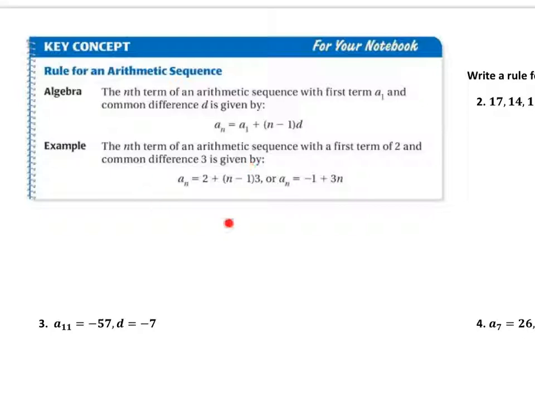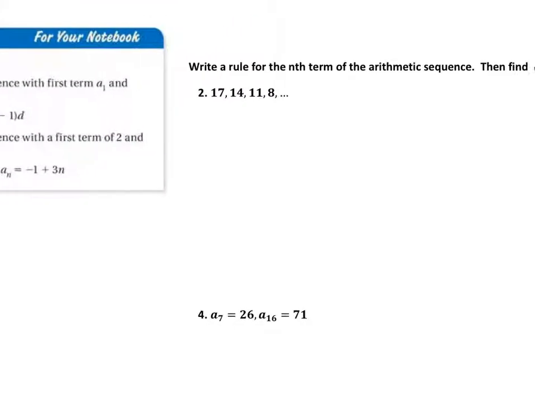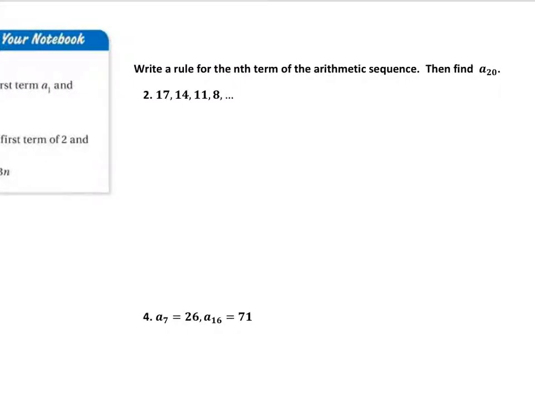So here's an example. You can read through that real quick, but let's just take a look at the first example here. It says, write a rule for the nth term of the arithmetic sequence. That means I need to get a sub n equals, then find the 20th term. Okay, so here's the sequence that we were just dealing with in the last problem. So we already know, so we need two things. We need to find the first term. In order to get the equation, we need the first term and the common difference.